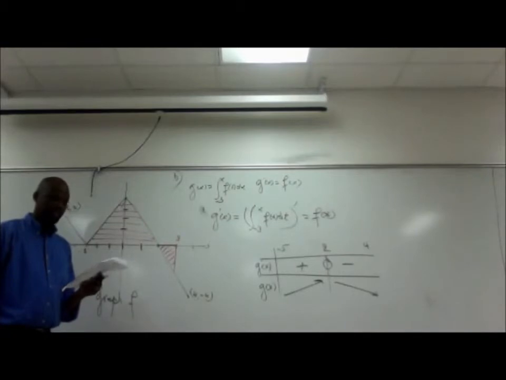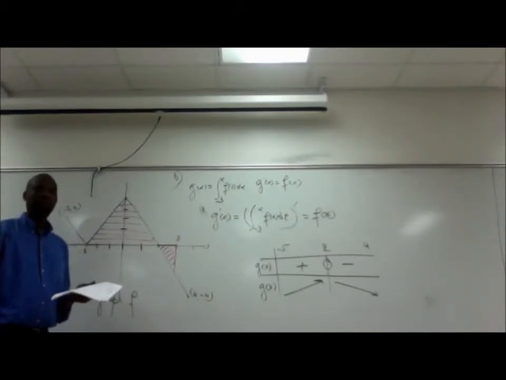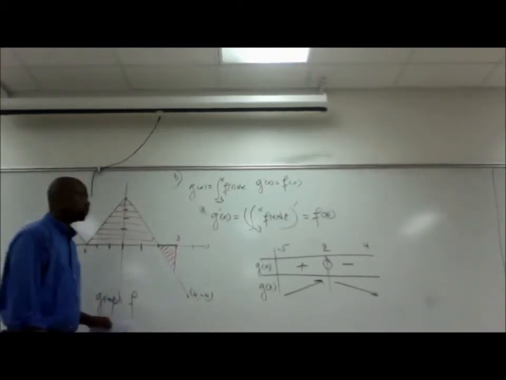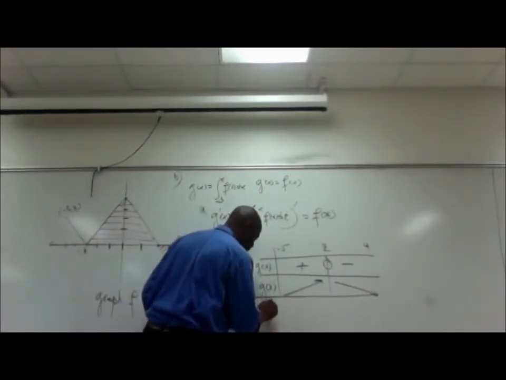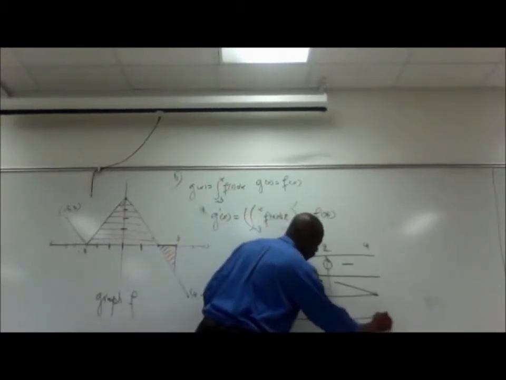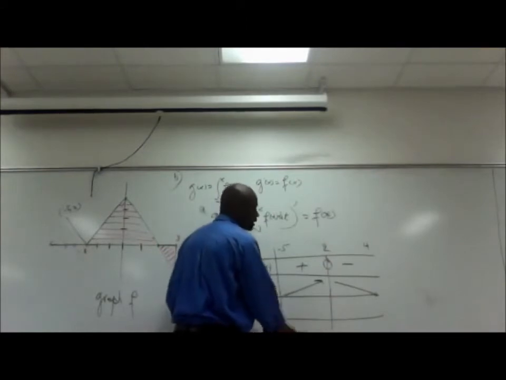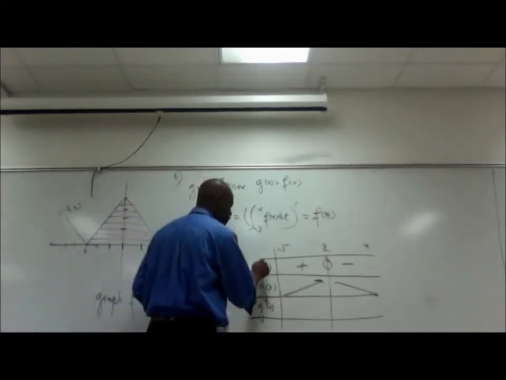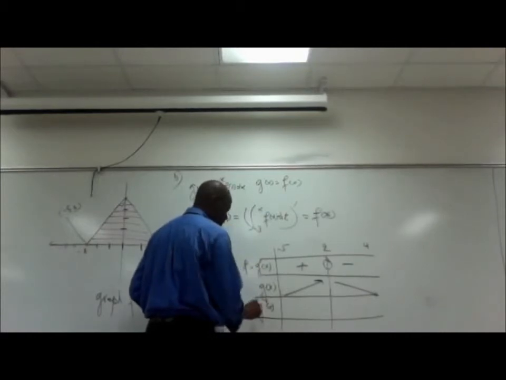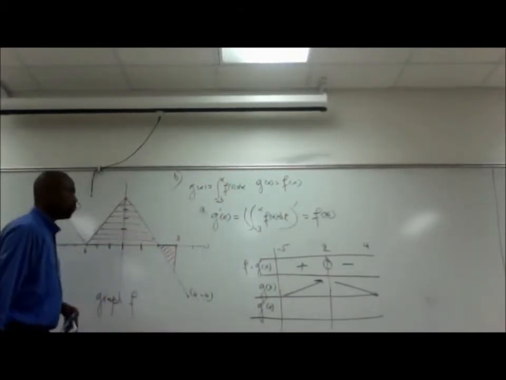Is it concave up or down? When you talk about concave up or down, you're talking about f second, so we're talking about g second, which is f prime. I got a question. So what's the first one? First one is g prime, and then there's g second. This is f. This is g second, which is f prime.